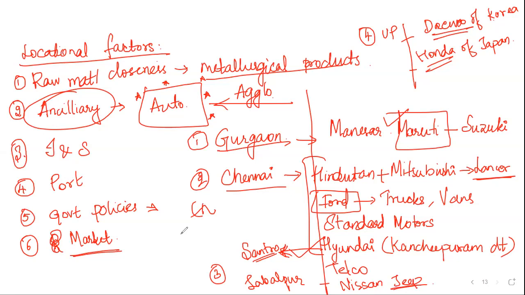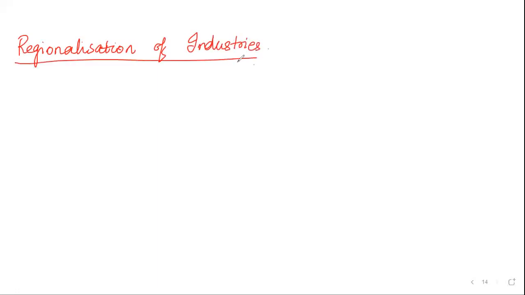That is regionalization. This is a very important topic. Just follow me. Regionalization of industries. This you must never write without a map. You must always draw it, or write it with the help of a map. So let me quickly draw a map for you.